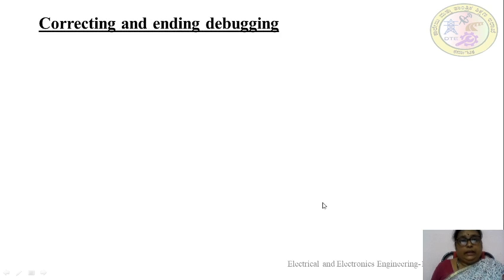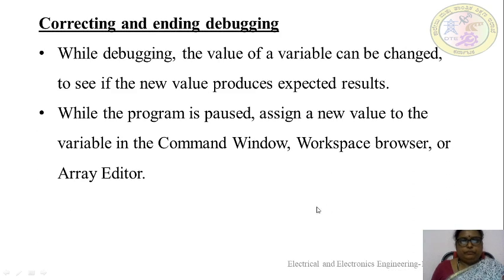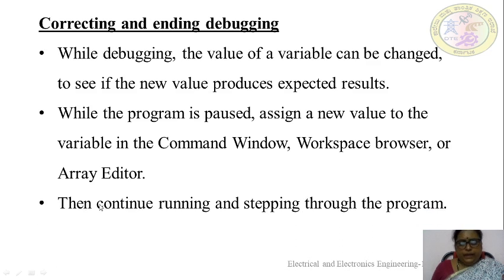Correcting and ending debugging. While debugging, the value of a variable can be changed to see if the new value produces the expected results. While the program is paused, assign a new value to the variable in the command window, workspace browser or the array editor. You can change the values. Where can you change the values? Either in the command window or the workspace browser or in the array editor. Then continue running and stepping through the program.